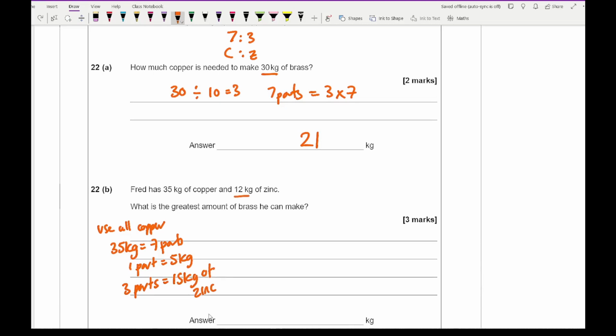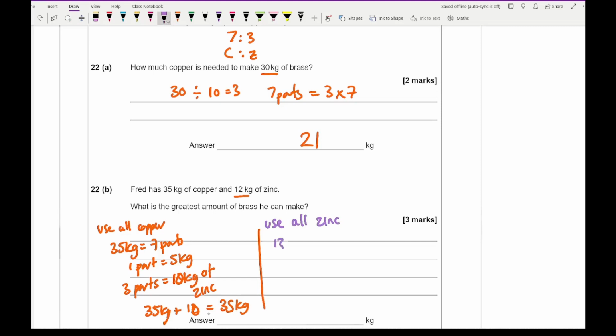So therefore the biggest I can make then is, if I take a part away from 35, is going to give me 35 kgs plus 12, sorry, that's going to give me 35 kgs if I use the maximum number of copper. Then I work out using all the zinc.